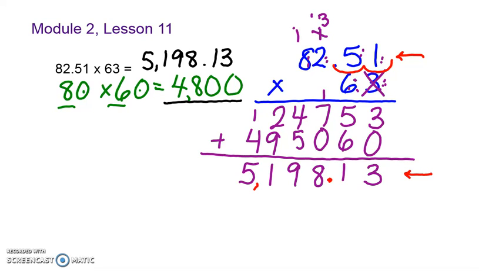I could have solved this problem using an area model, and I would expand my numbers just as I have been practicing in previous lessons. Today, I'm going to just show the standard algorithm. So 82 and 51 hundredths times 63 is 5,198 and 13 hundredths. That's all for Lesson 11.